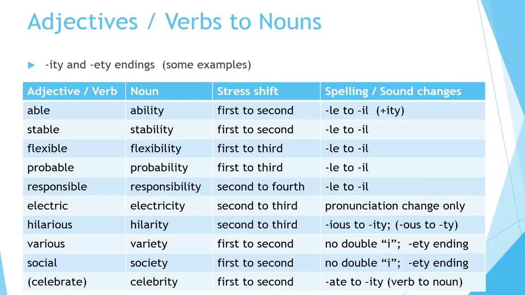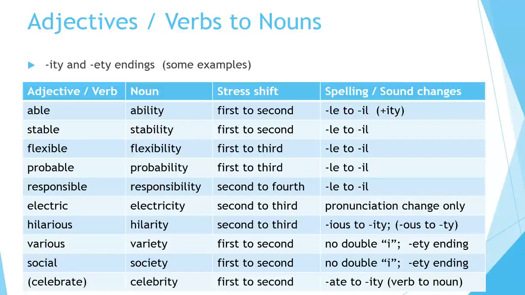Adjectives and verbs to nouns. We're going to talk about the ity and ety endings. Here are some examples. I'm going to read these across. Adjective or verb. Able, ability. The stress shift is from the first to second syllable. And there's a spelling change from LE to IL before adding the ITY.